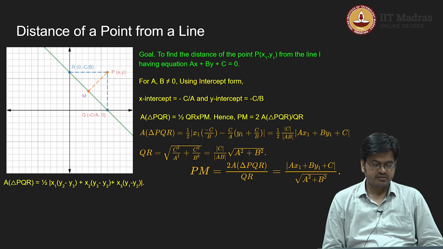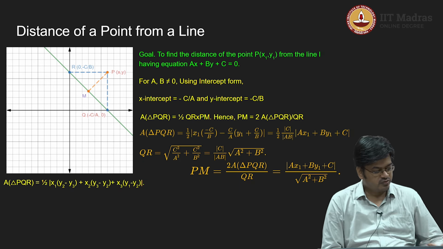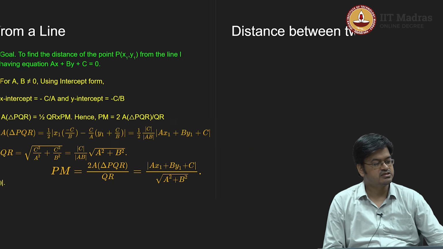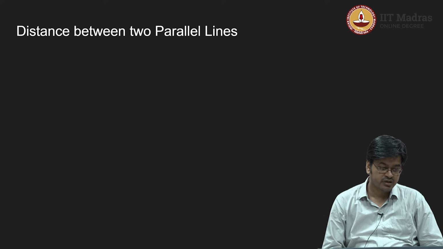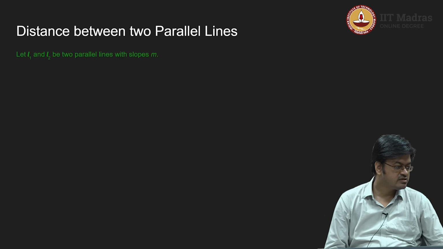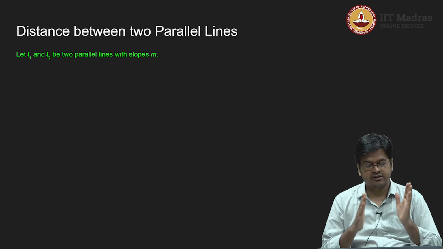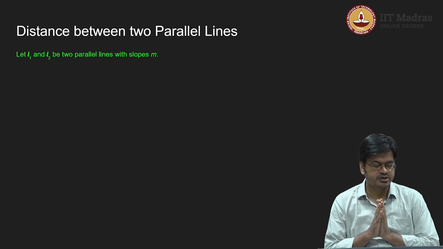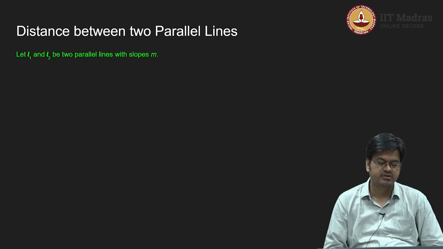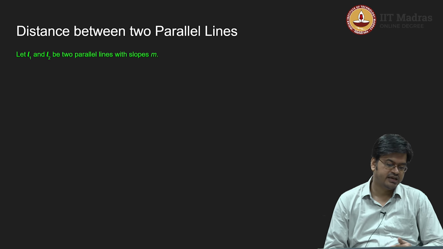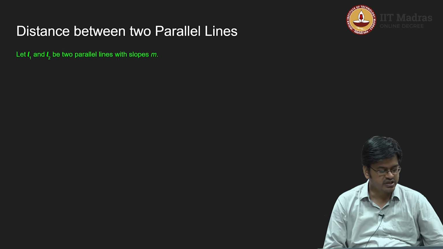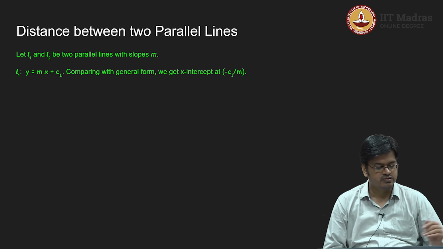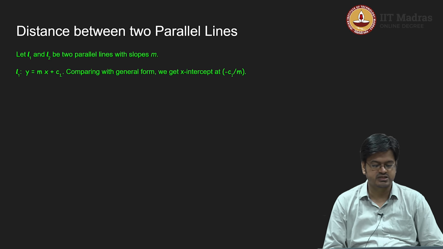Now, this idea can be helpful in finding one more thing, that is the distance between two parallel lines. So, the question that can be asked is, I have two parallel lines, what is the distance between them? So, let us take the setup. Because the lines are parallel, L1 and L2, they have the same slope. So, their slope is m. Then you can use the slope point form, which is y is equal to mx plus c1.